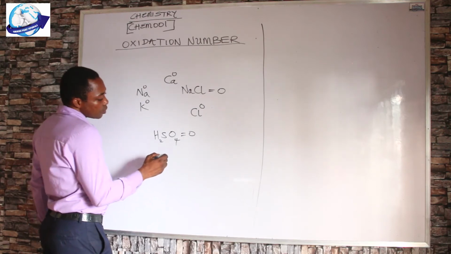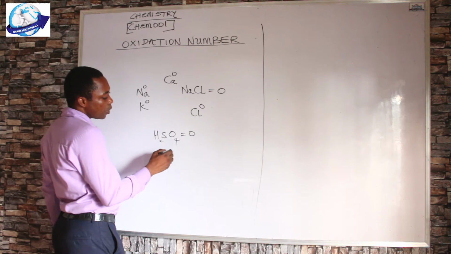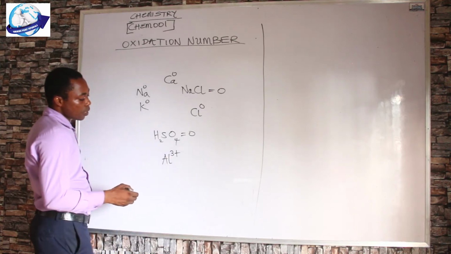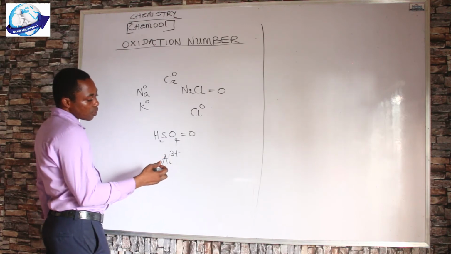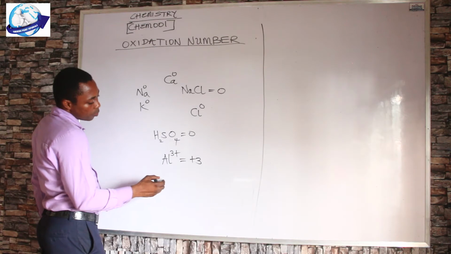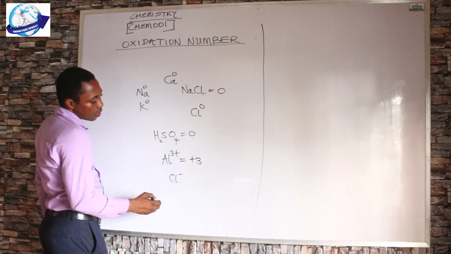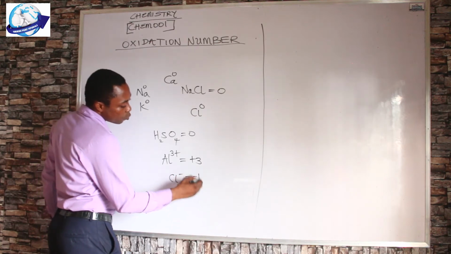Let's say this is an atom, let's say aluminium. But what is the ion of aluminium? Aluminium 3 plus. The aluminium ion is written this way, and the oxidation number is equal to plus 3. In the case of the chlorine ion, Cl minus, what is the oxidation number? The oxidation number is minus 1.